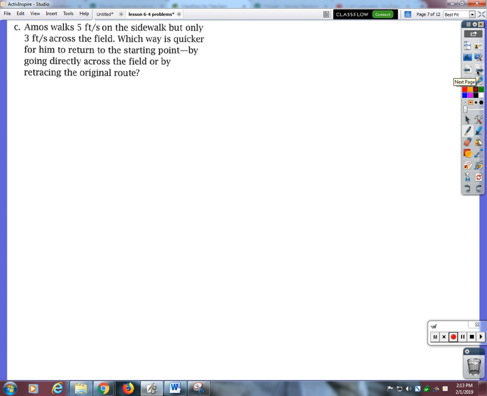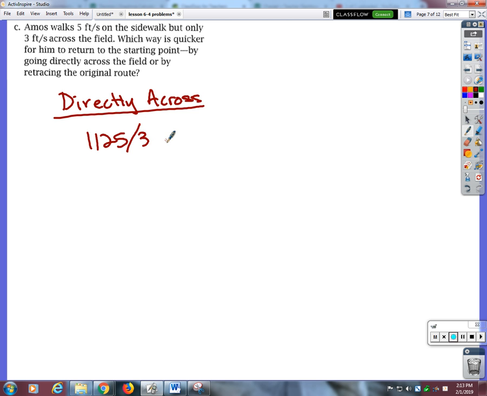All right. Amos walks 5 feet per second on the sidewalk, but only 3 feet per second across the field. Which way is quicker for him to return to the starting point, by going directly across the field or by retracing his original route? So if he goes directly across, that distance was 1125. And if he walks at 3 feet per second across the field, what is 1125 divided by 3?